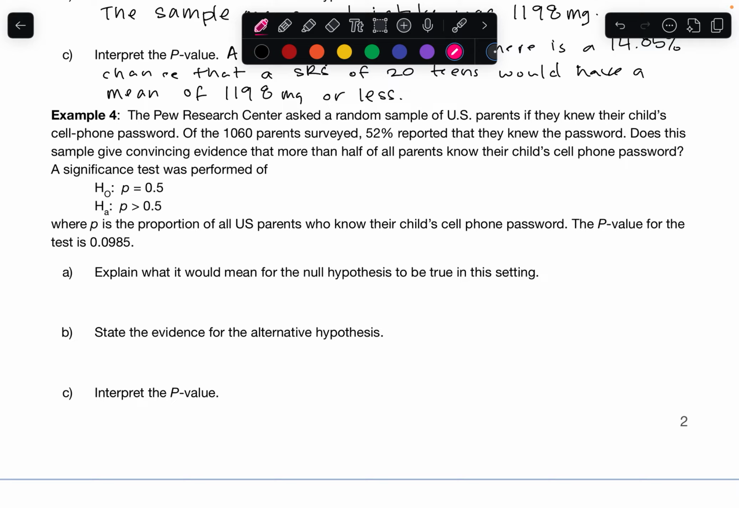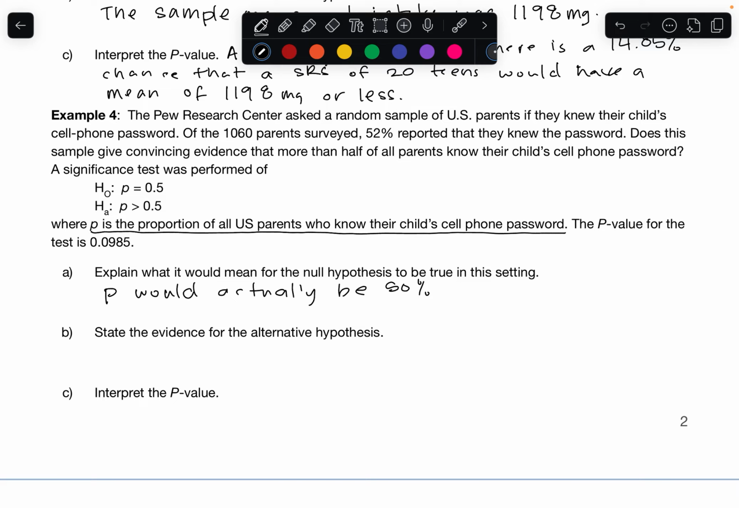And the first thing they ask is, explain what it would mean for the null hypothesis to be true. So our null hypothesis, that's the first statement, the statement of equality, is p would actually be 50%. Meaning 50% of US parents knew their child's cell phone password. And we define p in the word problem up here, so I'm not going to be nitpicky about using it when I'm talking.